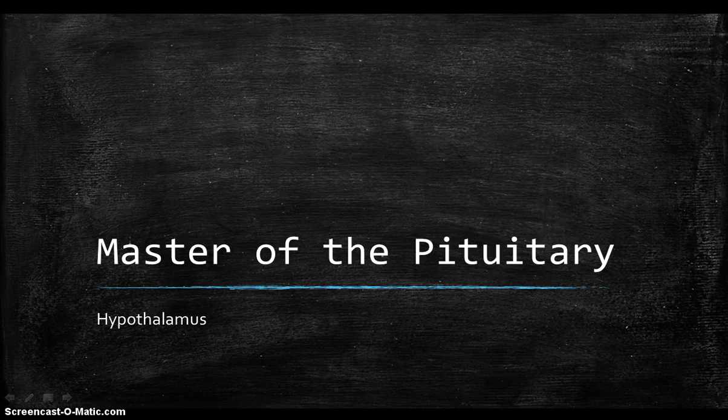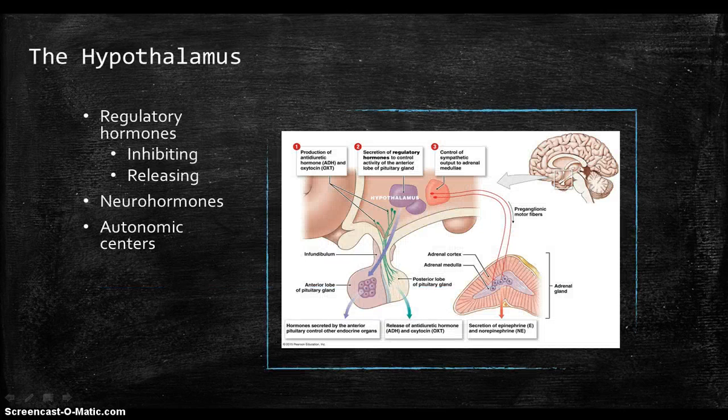The hypothalamus is called the master of the pituitary because it exerts a huge amount of control of the activity of the pituitary, both the anterior and the posterior portions. The three main functions of the hypothalamus are to produce and release regulatory hormones, which will either inhibit or release hormones from the pituitary. Another role of the hypothalamus is to produce neurohormones, two in particular: ADH, antidiuretic hormone, and oxytocin.